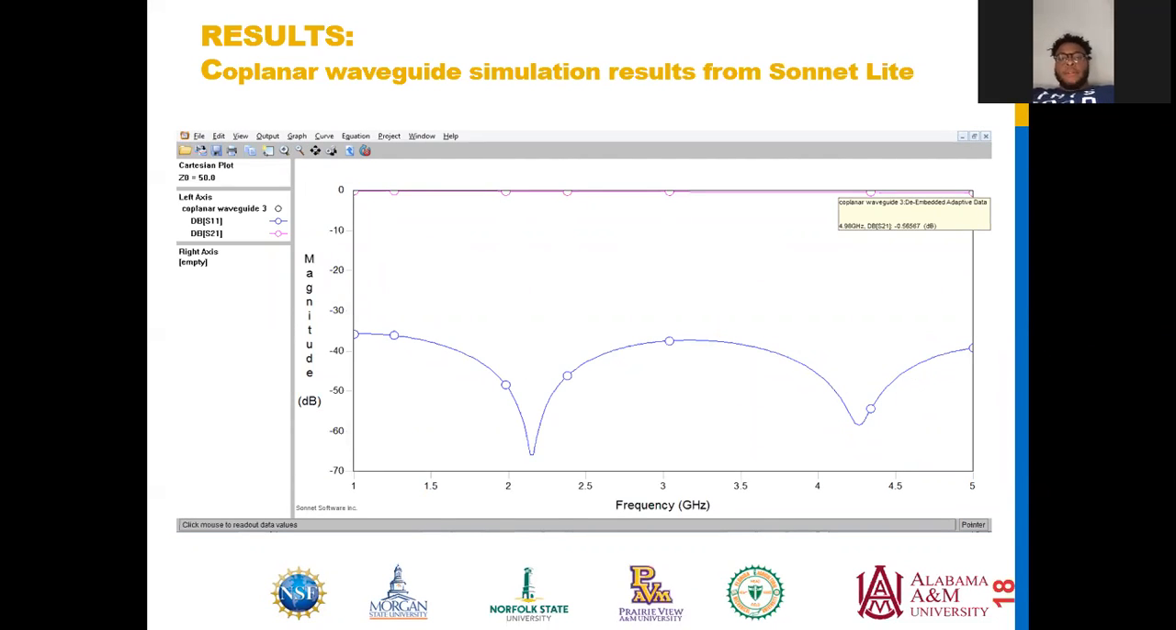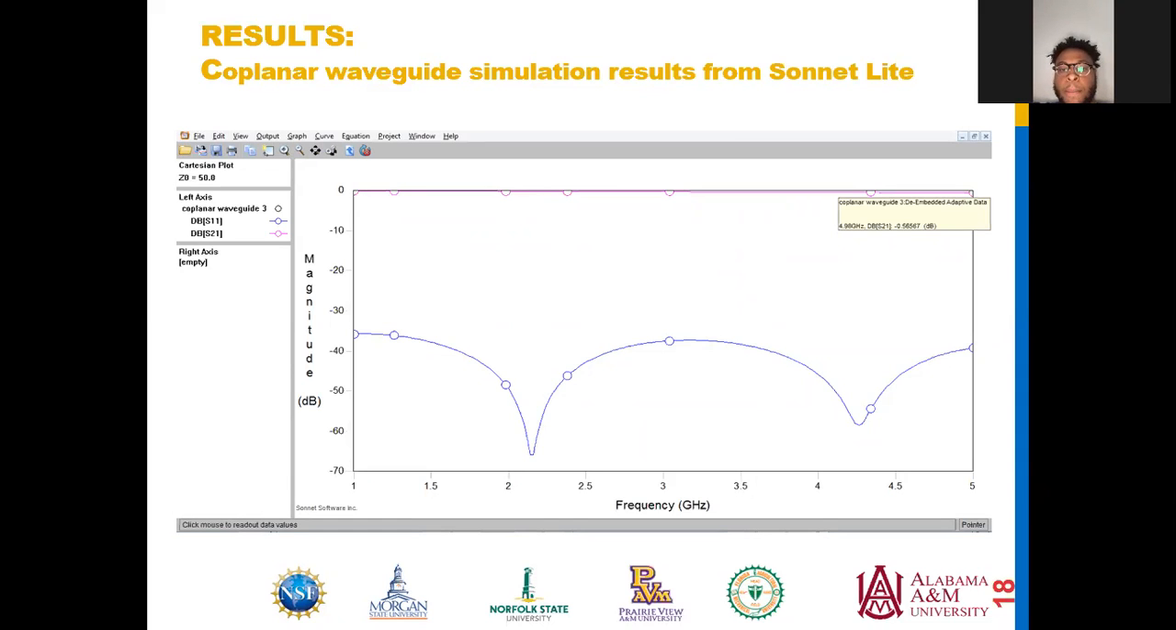So here we have our coplanar waveguide simulation results from Sonnet Lite. As Jalen stated before, we have our S11, which is our blue line, our reflection line. And we still have our S21 at the top, which is our transmission line, in pink. On this simulation, our reflection, S11, started at about -35 decibels. We're still measuring in decibels, and we still have our frequency in gigahertz across the bottom.